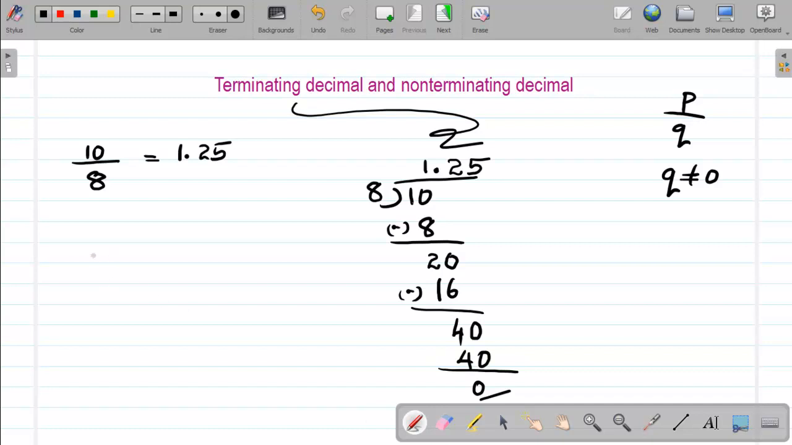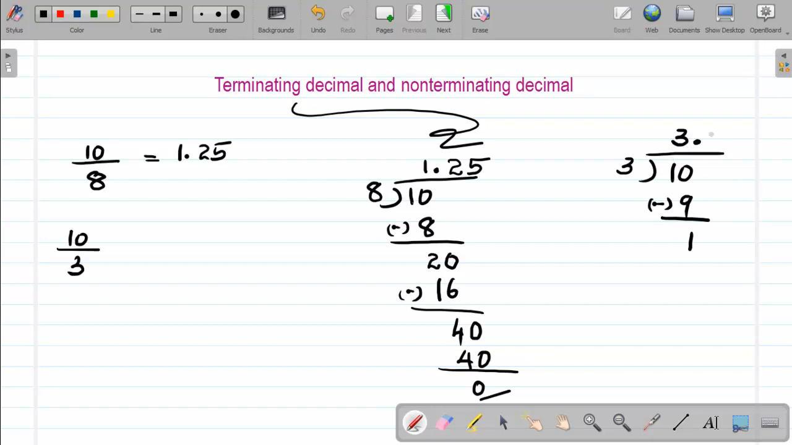At the same time, if you want to divide 10 by 3, you have to divide 10 by 3. Within 10 there are 3 threes, 3 threes are 9. 10 minus 9, you have to subtract, the answer is 1. There is no other digit, so here in the quotient you have to write the decimal point. After putting the decimal point, you can add a 0 to the remainder, that is 10. Now the number becomes 10.